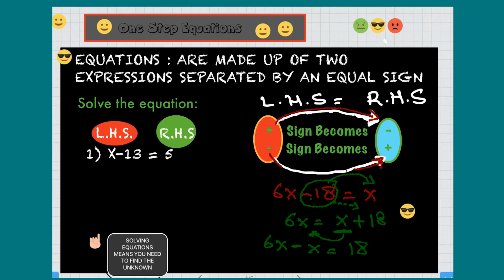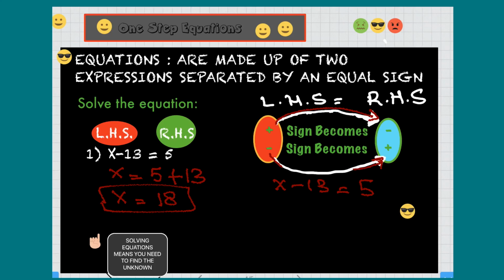So let's come to this question now. We have x minus 13 equals 5. In order to solve it, we need to have x on one side of the equation and take all the other terms to the other side. That's the process. So x minus 13, we need to take minus 13 to the right hand side. So x equals 5, and minus 13 will change to plus 13. x equals 18. That would be our answer.